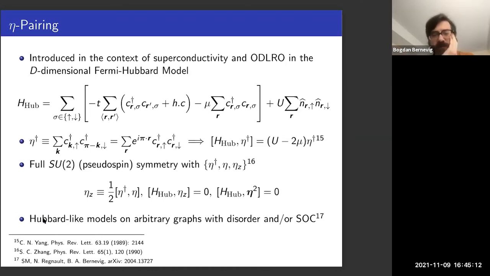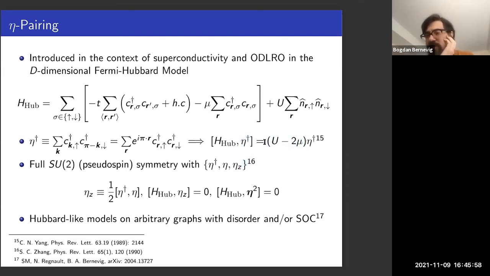And it was known since early work by Yang that this model, besides having SU(2) spin symmetry, also has an eta pairing symmetry, which is a pseudo spin symmetry. It's an operator that doesn't commute with the Hamiltonian, but it commutes up to itself. Okay, and this is the spectrum generating algebra. It's a very powerful construction, I'm sure this audience knows very well, in the sense that once you have found a state of the Hamiltonian, you can hit it with eta dagger a number of times and find eigenstates at equally spaced energies.